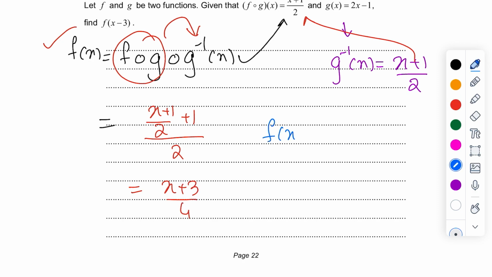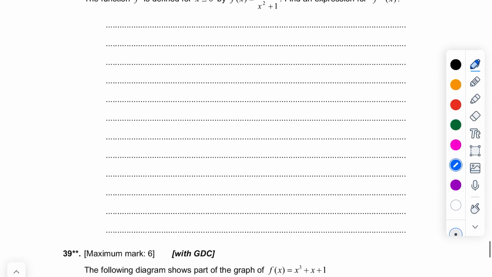Now I am asking f of x minus 3. So it becomes x minus 3 plus 3 upon 4, which is x upon 4. These are very high level questions. So pause the video or slow down the speed and then check it out once again, or play again and again and see.